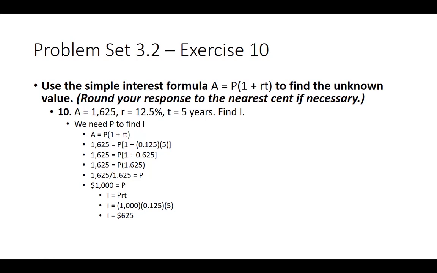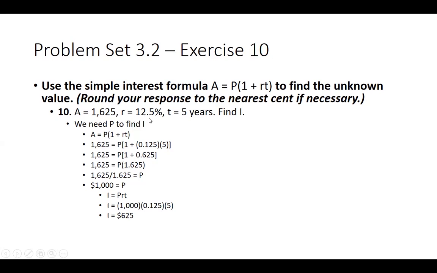Number 10. This time, we're looking for I. But I isn't in the formula. What we don't have from the formula is P. So we need to find P, then we can use I equals PRT to find I. But we're going to use our A formula to find P first.